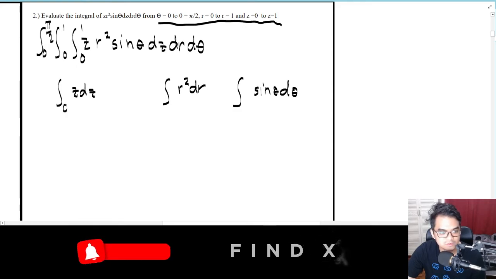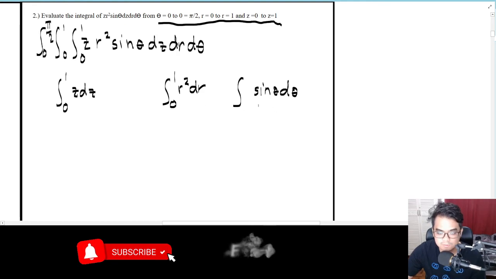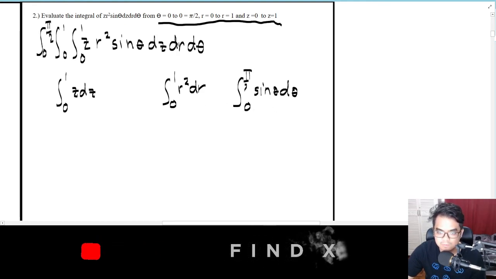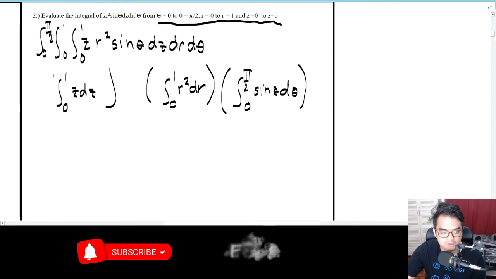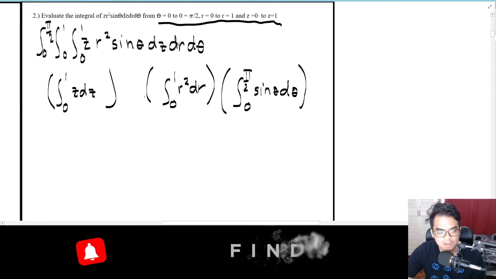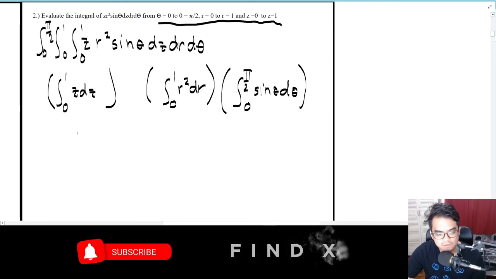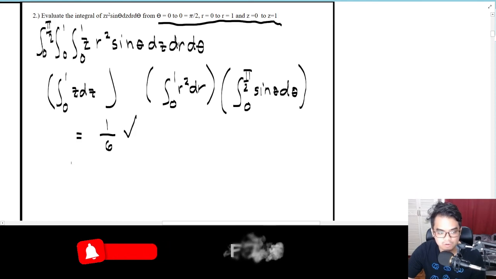Then just write their limits. Limits for z is 0 to 1, limits for r is also 0 to 1, and the limits for theta is 0 to pi over 2. Then you can just use your calculator in evaluating these three, and multiply them. This is really easy. You'll just get the answer of 1 over 6. And you can try it on your calculator.